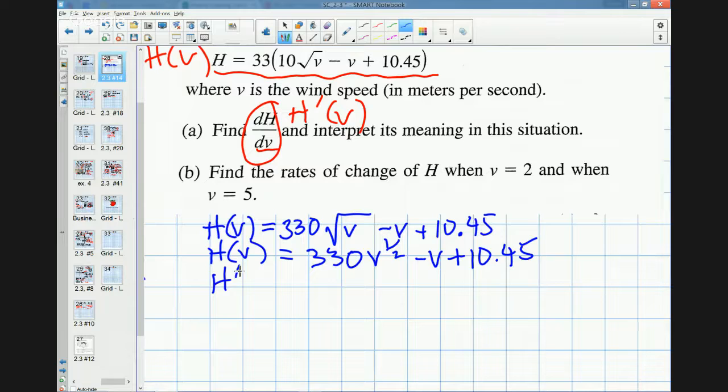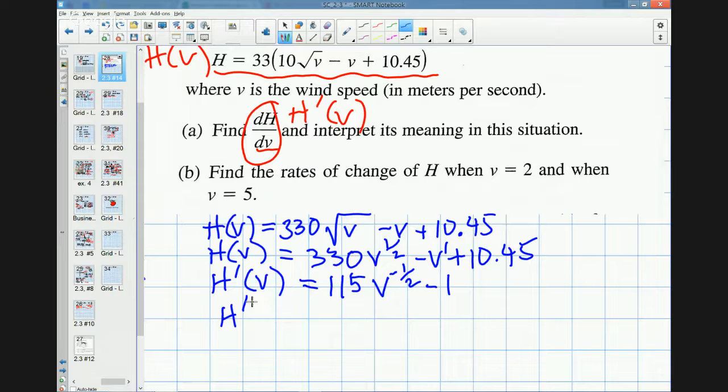What's H prime of v? Well, take the exponent, 1/2, multiply it by the coefficient. Half of 330 would be 115. And now reduce the power by 1. And then what's the derivative of minus v? That's like v to the 1. So you get -1 times v to the 0, and v to the 0 is 1, so it's just -1. And this guy is a constant, so he goes away. So there's our derivative.